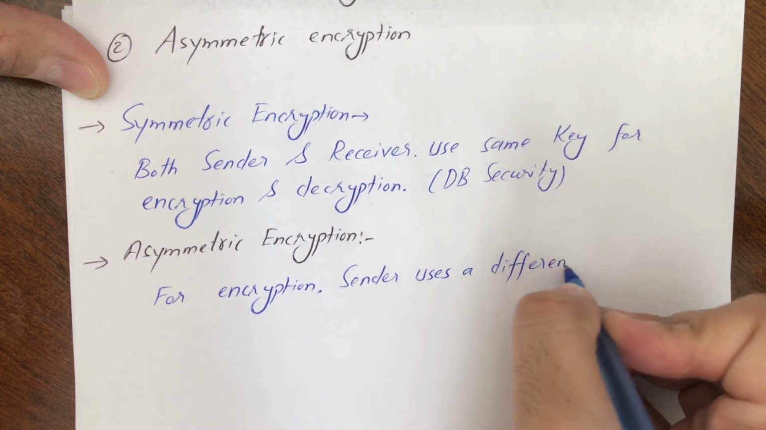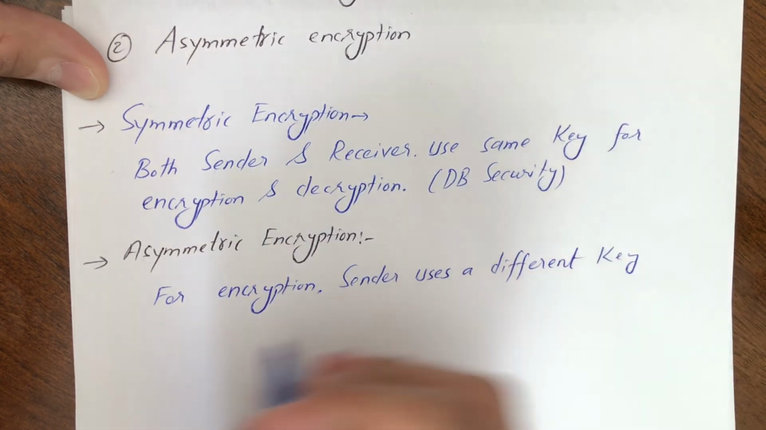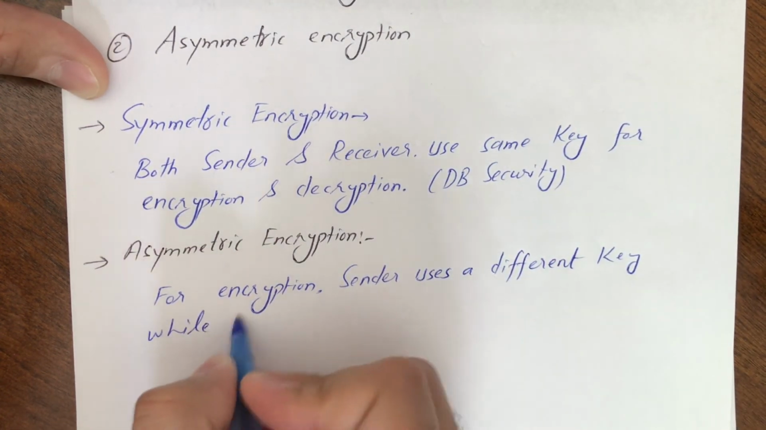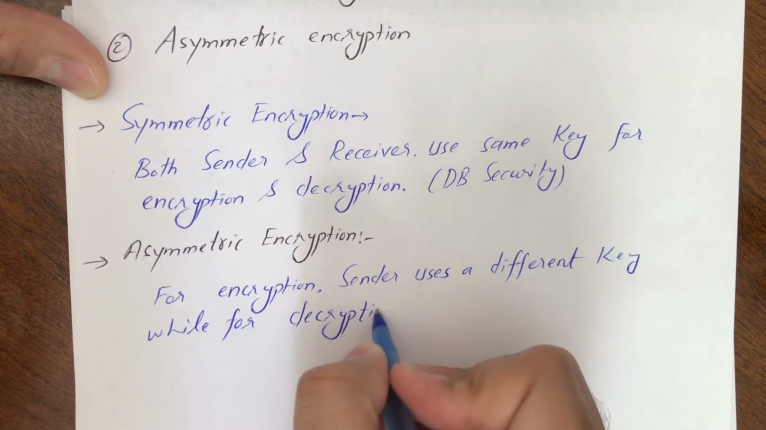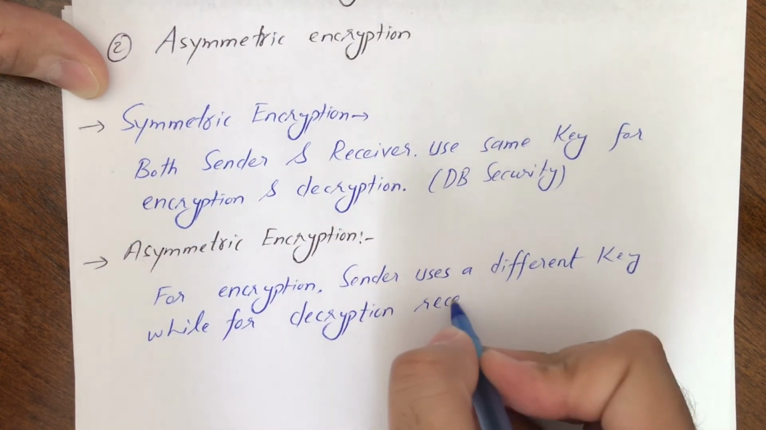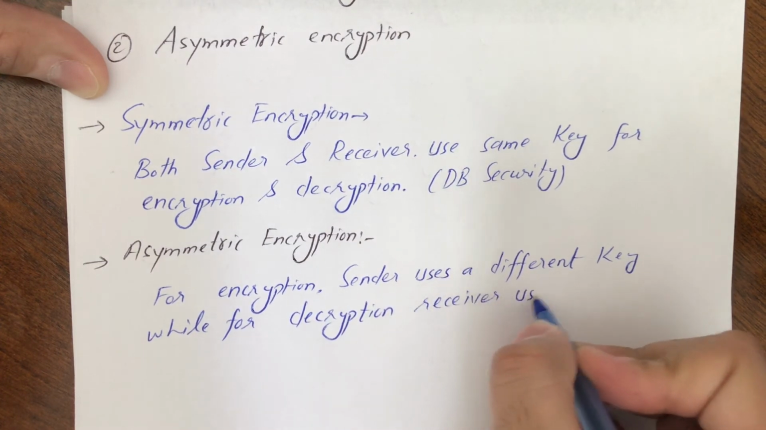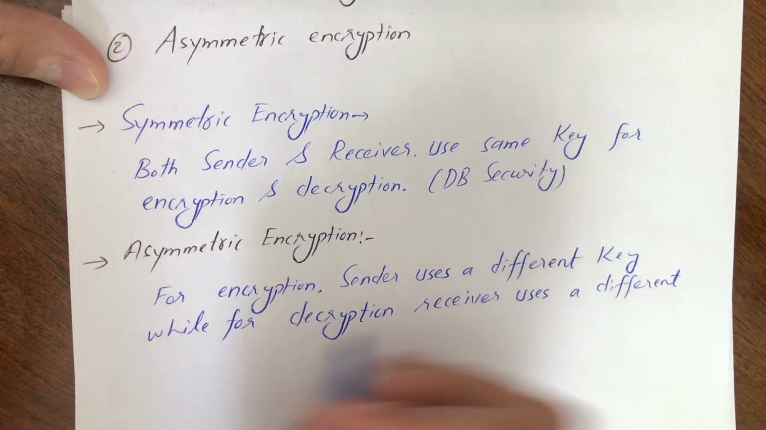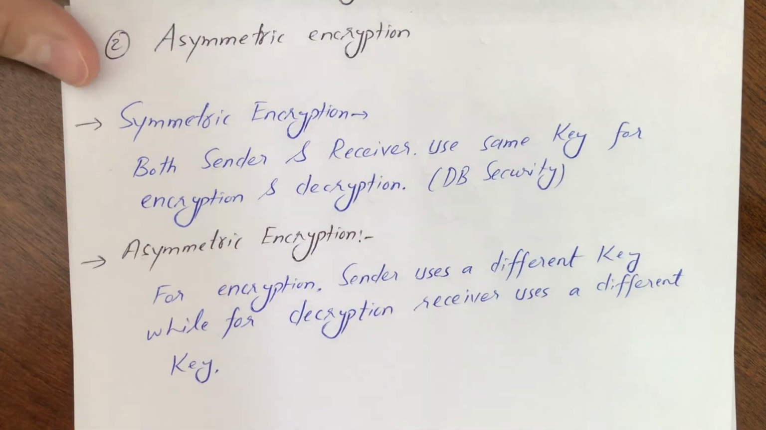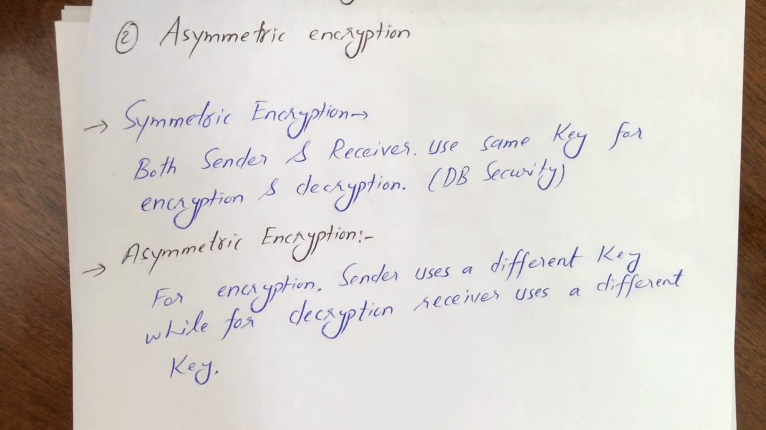Sender uses a different key, while for decryption, receiver uses a different key. So such different keys, such kind of cryptography is called asymmetric encryption.